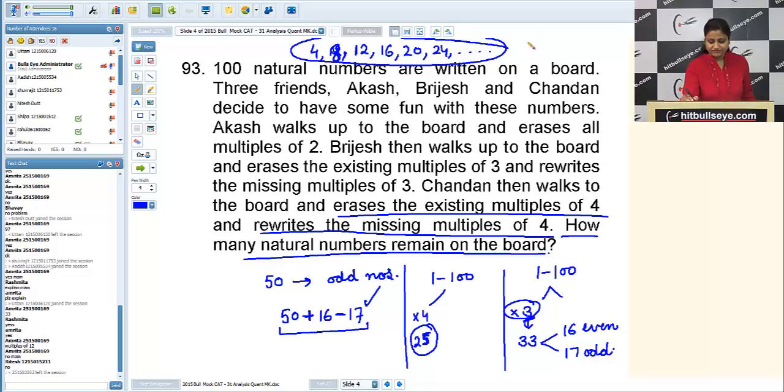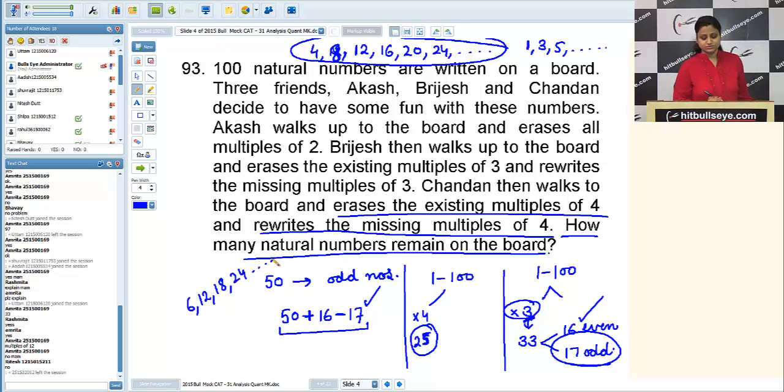So, numbers left are 1, 3, 5, all the odd numbers. And Brijesh, he has erased all 17 odd numbers which were multiples of 3, and he has written 16 even multiples of 6. I mean multiples of 3 as well as multiples of 2. So the numbers will be 6, 12, 18, 24 and so on up to. That's why we are adding 16 here, because he has written 16 multiples of 6. And out of these 16 multiples of 6, there are multiples of 4 as well.